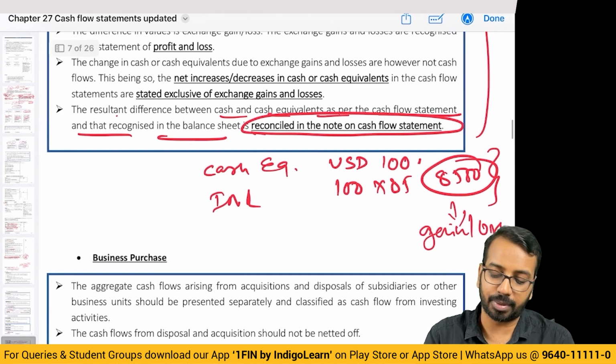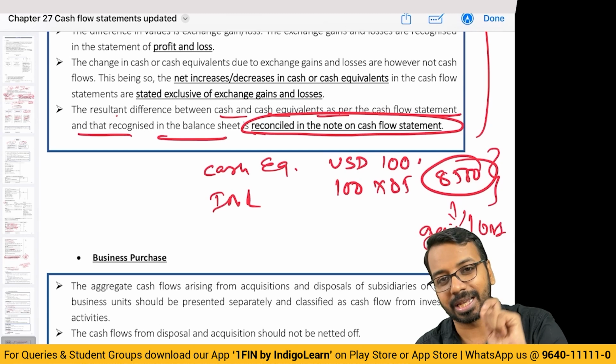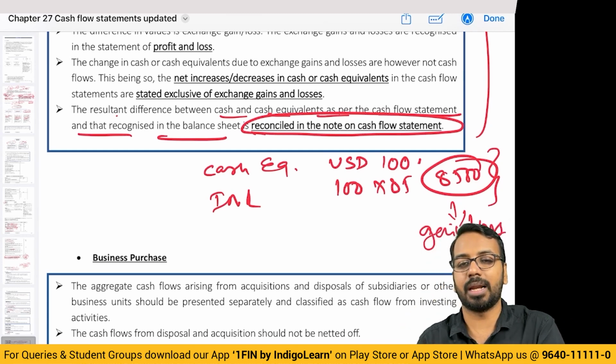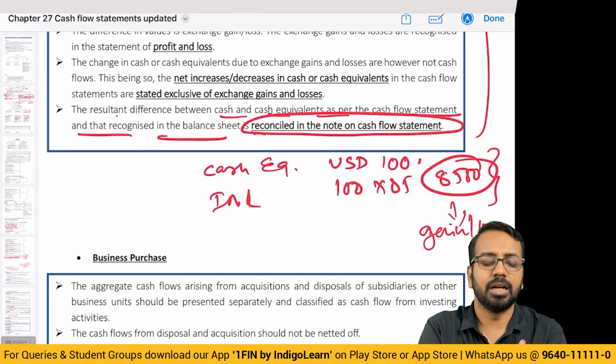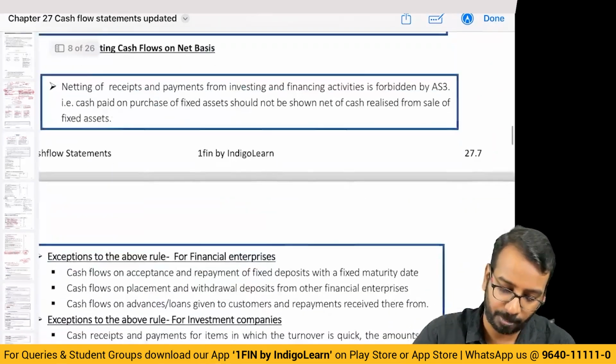Now you might be sometimes wondering what to do with the gains or losses which are recognized in the P&L, which are added to the debtors balance, added to the creditors balance. All of that is taken care of when you calculate working capital changes. So no need to worry about that.